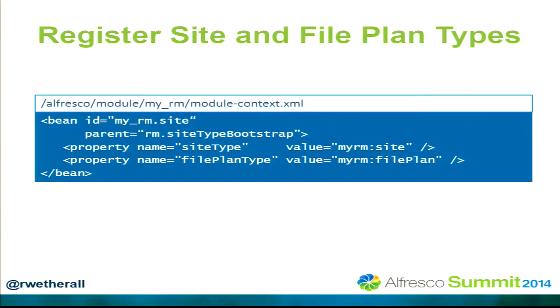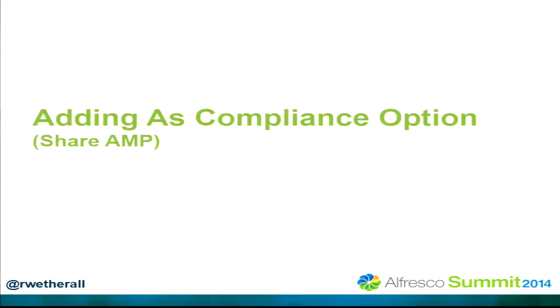Okay, so that's given us our custom types. We've registered them together, so the RM services understand that they're there and can be used. Now we have to do one last thing. We have to make sure that a new site type appears in our create site dialog. I'm sure we could improve this. We could probably pick that up automatically, but at the moment we have to do a small amount of customization.